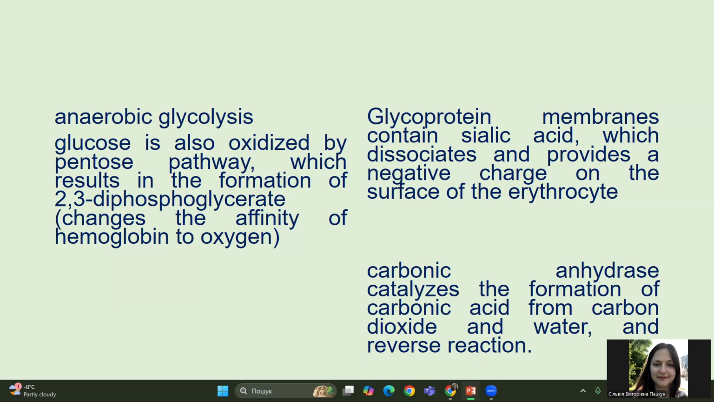Anaerobic glycolysis, so the way of receiving energy. Glucose is also oxidized by the pentose pathway, which results in the formation of 2,3-diphosphoglycerate, which changes the affinity of hemoglobin to oxygen.